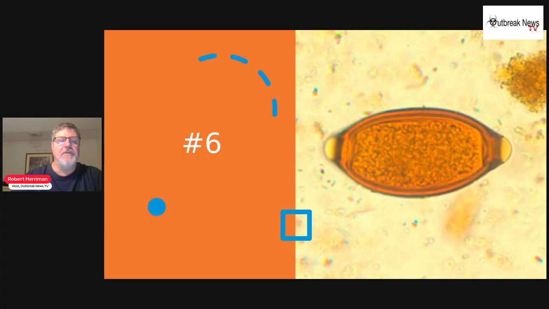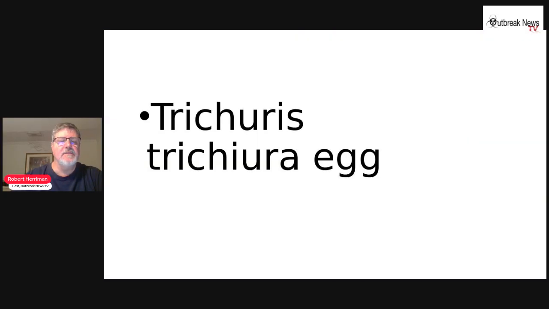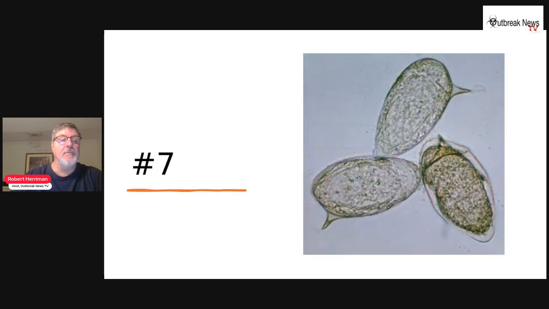I think we went over this on the last quiz. This, of course, is Trichuris trichiura, the egg. And this is AKA the whipworm. All right, next parasite, number 7.